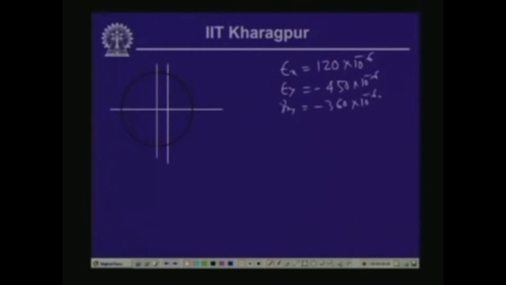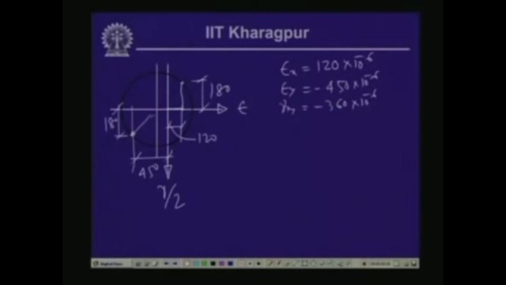Now, if we plot this, epsilon x is 120 and gamma xy is minus 180. This is the positive epsilon axis, and this is the positive gamma by 2 axis. So we have this as 120 and this as 180. This is 180 because of gamma by 2, and this distance is equal to 120, which is epsilon x. Likewise we have this point, which is epsilon y, equal to 450, and this is equal to 180.